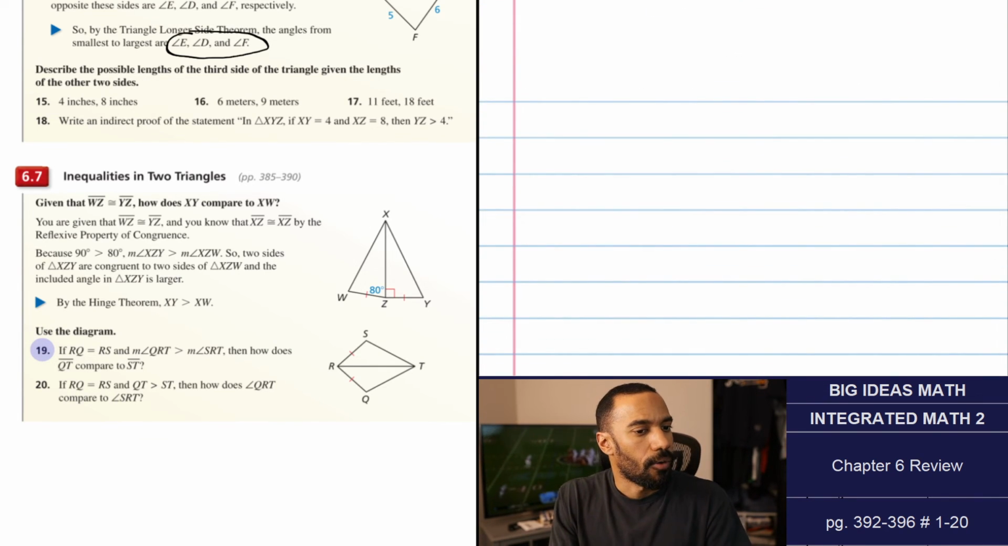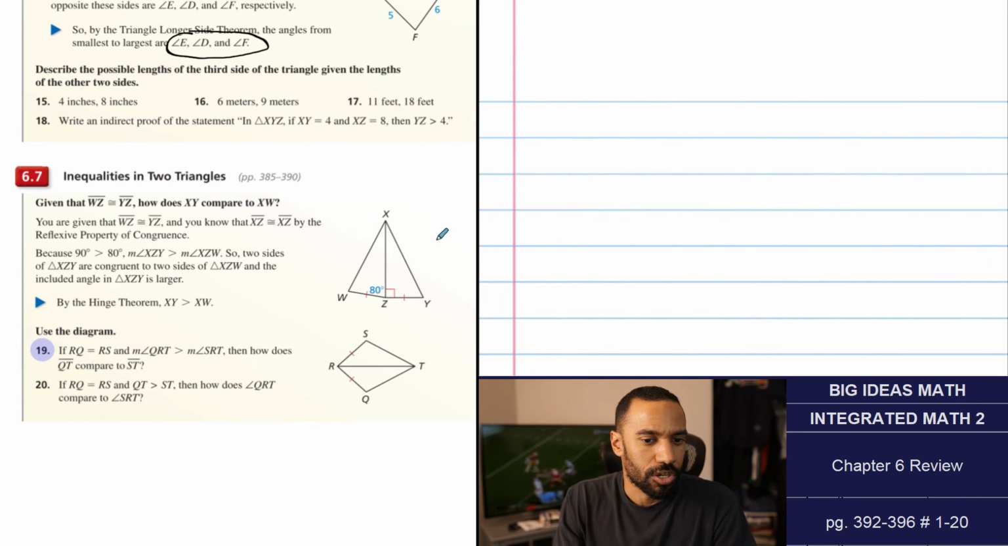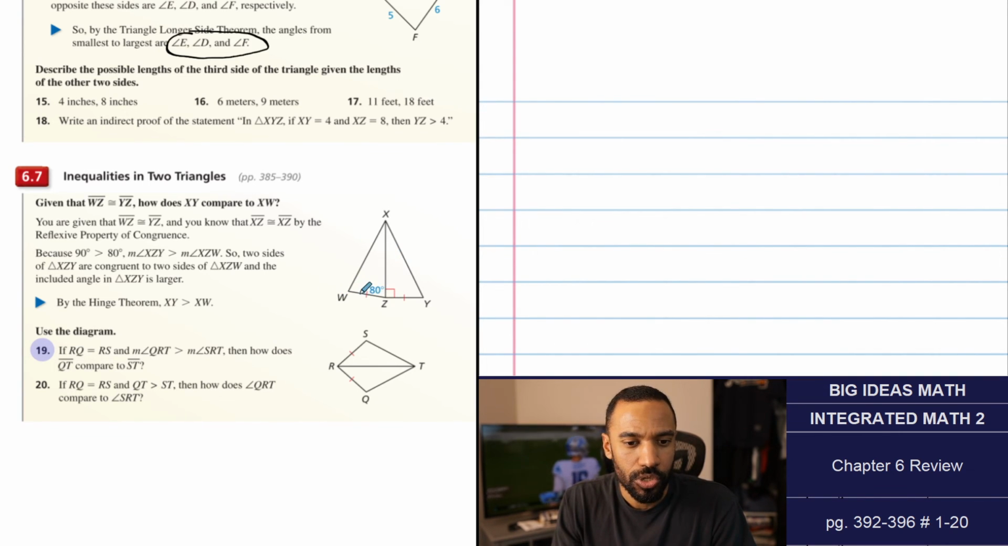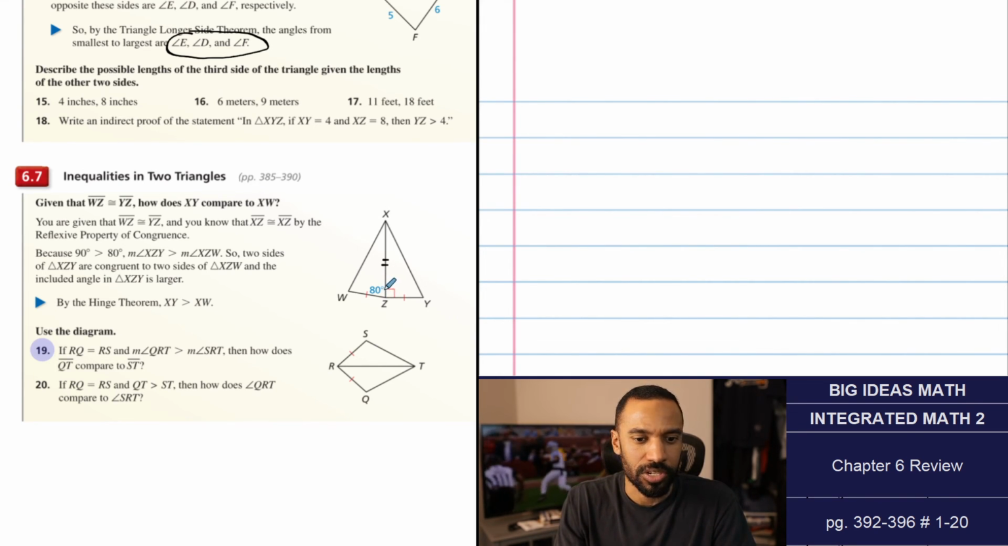All right, given that WZ is congruent to YZ, so they mark those, how does XY compare to XW? Well, what you have are 2 sets of sides that will be congruent in these 2 triangles. These 2 are congruent, and by the reflexive property, ZX is congruent to itself. The included angle, the angle in between the sets of 2 congruent sides, compare as such: a right angle, which is 90 degrees, and an 80-degree angle.